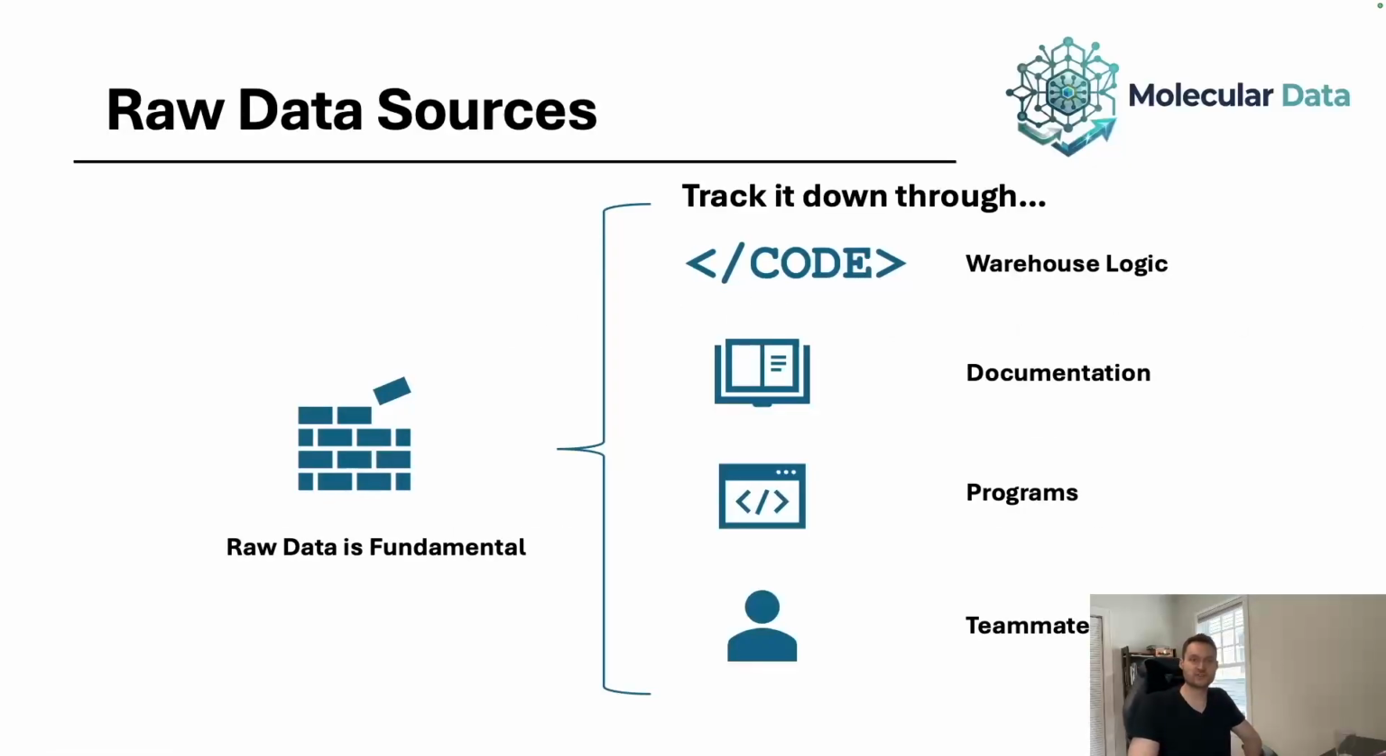Cool. So first things first is you need to identify your raw data sources. Raw data is the most important and most fundamental building block of any data warehouse because everything that you build within the warehouse is derived off of it.